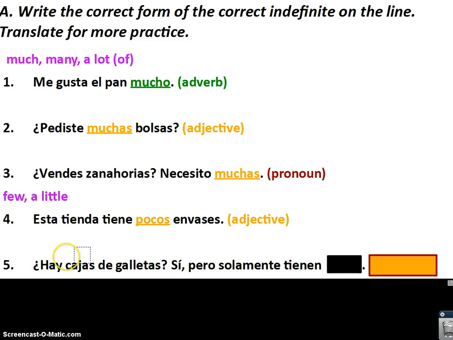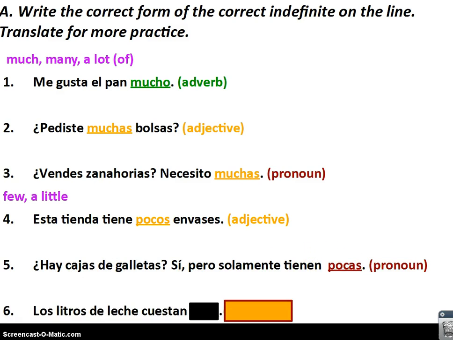Number 5, are there boxes of cookies? I don't think this was vocab, but it means cookies. So are there boxes of cookies? Yes, but they only, this word solamente means only, have few or a little. Few or a little referring to boxes. So it is taking the place of boxes. It's a pronoun. So it needs to match cajas and it'll be pocas.